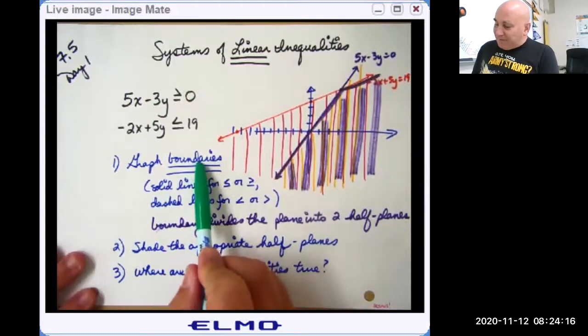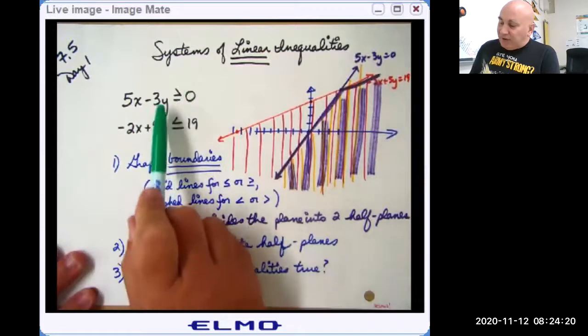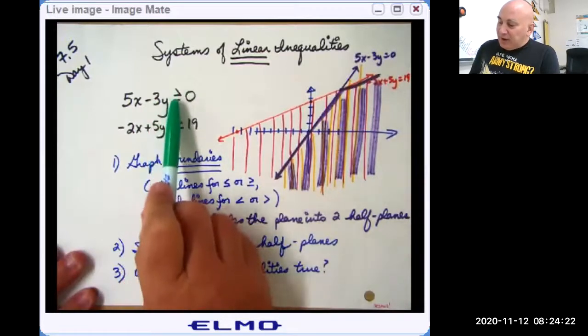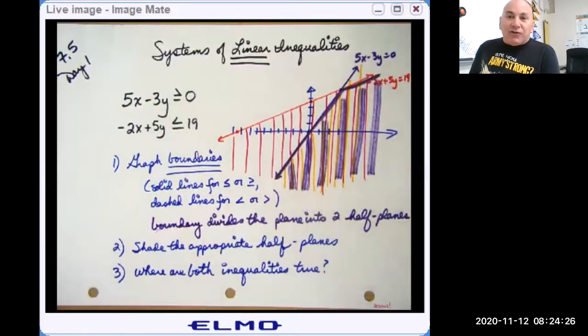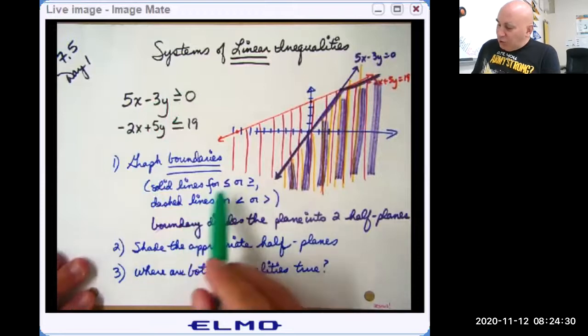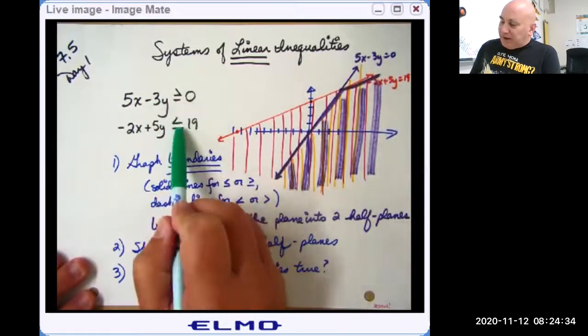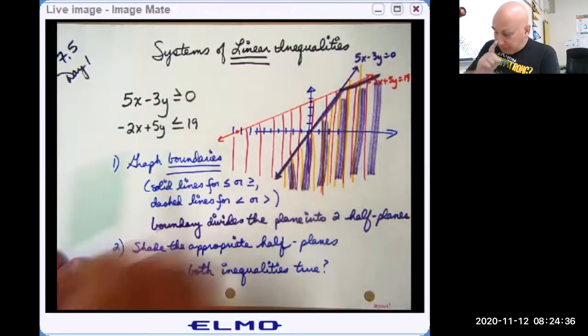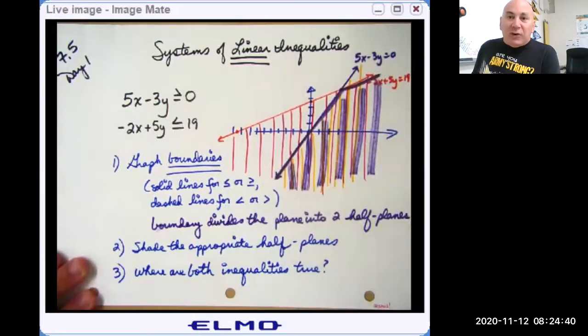Number one, you graph the boundaries. The boundaries are just the lines, so you replace the greater than or equal or the less than or equal sign with just an equal sign and graph the lines. You graph a solid line if there's an equal sign, as there is here, and you use dashed lines if there's no equal sign.